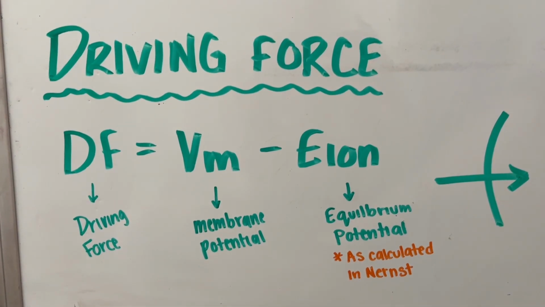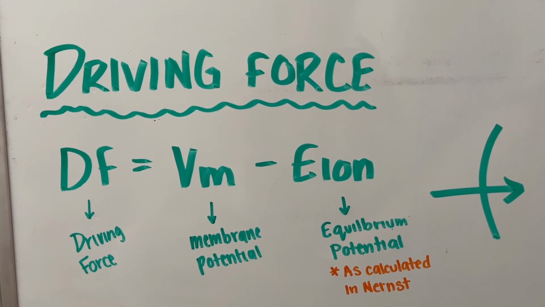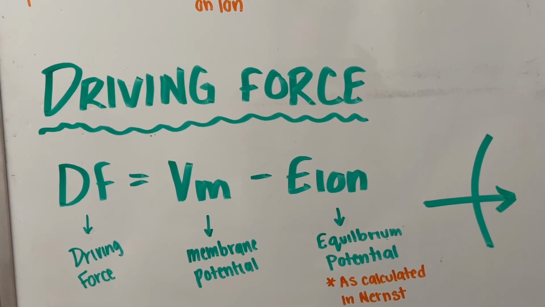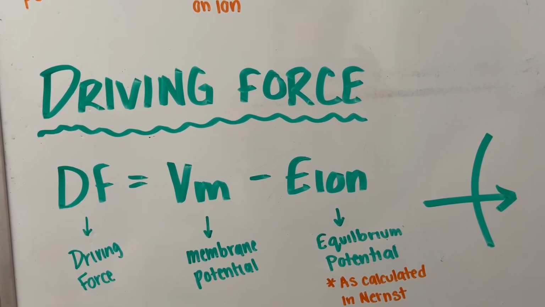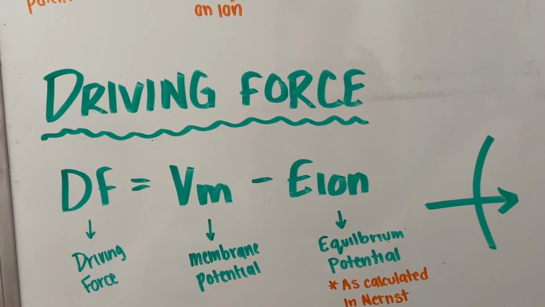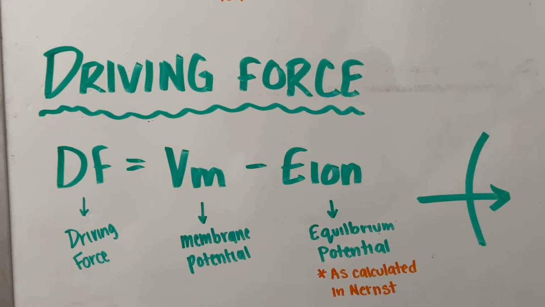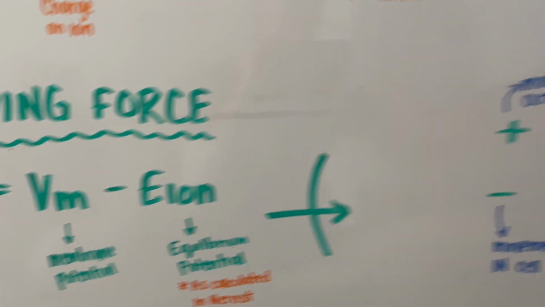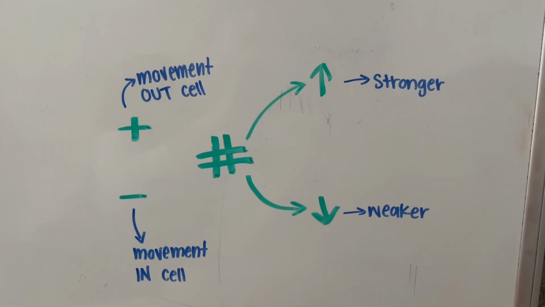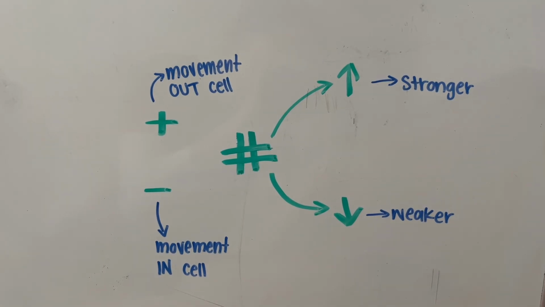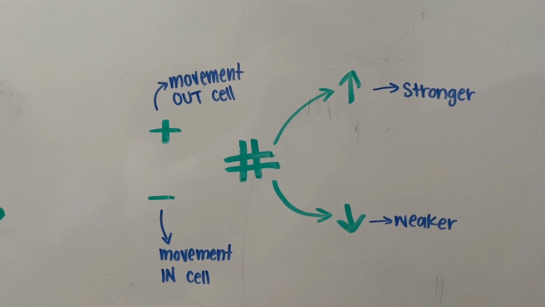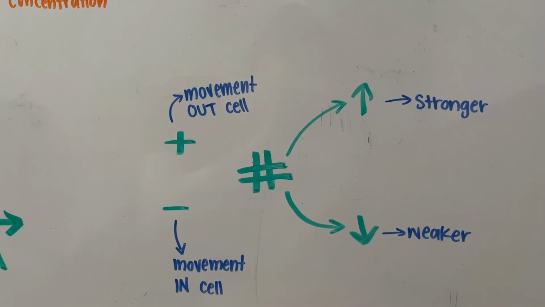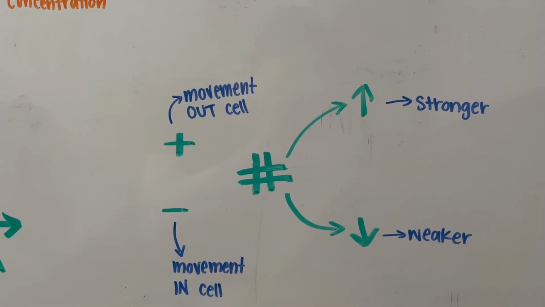The driving force for an ion is the net force acting on that ion to move across the membrane. It is determined by the difference between the membrane potential, Vm, and the ion's equilibrium potential, E_ion, which is calculated in the Nernst equation. The formula is driving force, DF, is equal to Vm minus E_ion. The magnitude of the driving force indicates how strongly the ion will tend to move, and the sign indicates the direction of movement. A positive driving force for a positive ion means movement out of the cell, if permeable, and a negative driving force means movement into the cell.